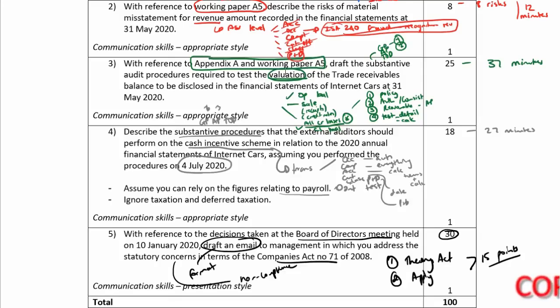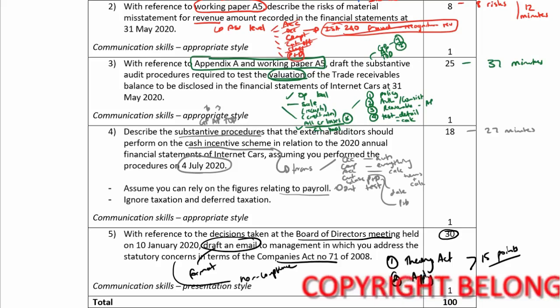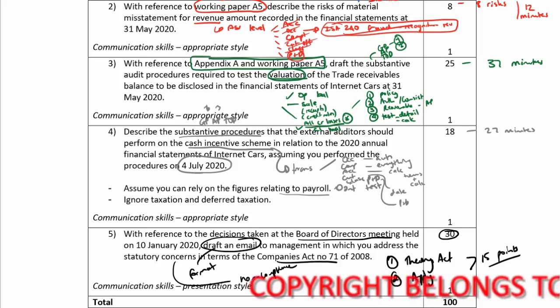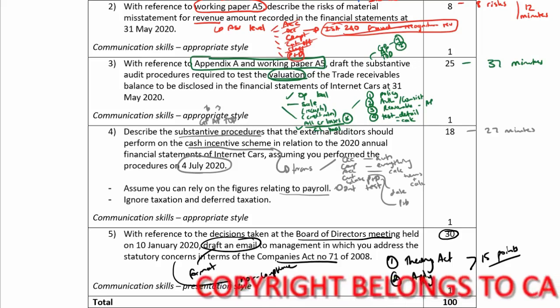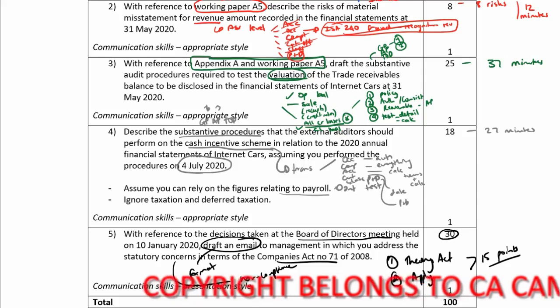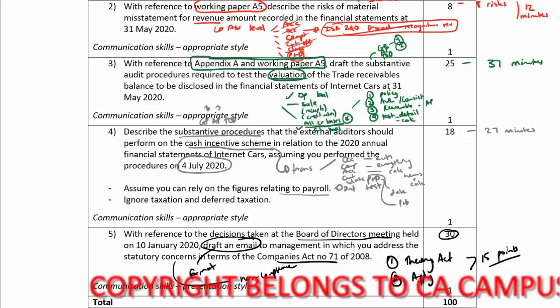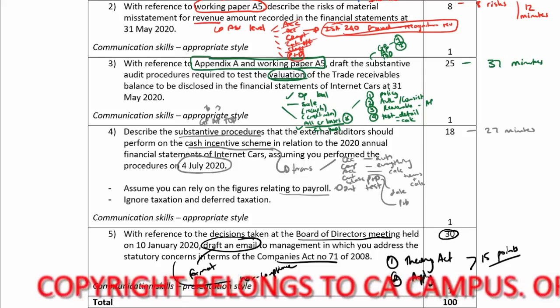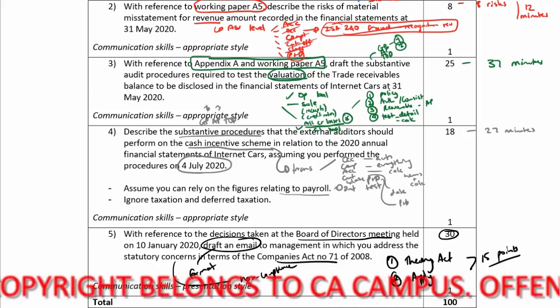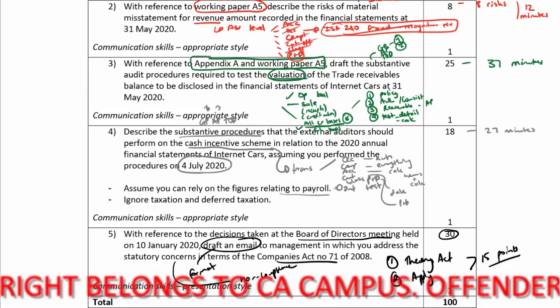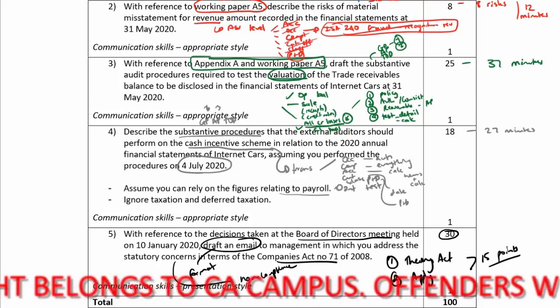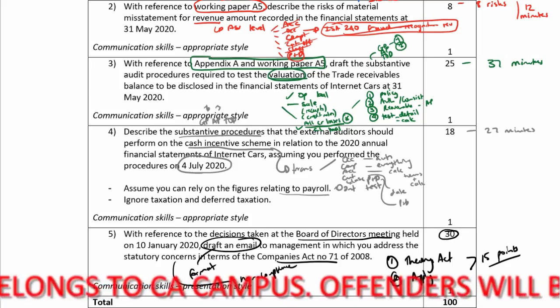Question 3, we're looking at Appendix A and Working Paper A5, and now the valuation of trade receivables. Okay, so I think standardly, let's go and get those general and analytical procedures out the way, and then you can go into your appendix in the working paper to see if there's anything else relevant for you to then be able to develop the test of detail.